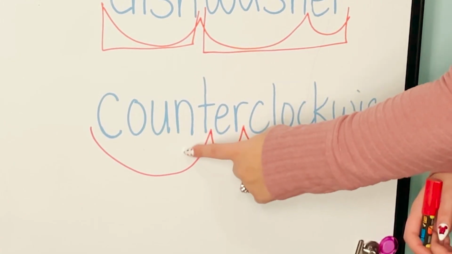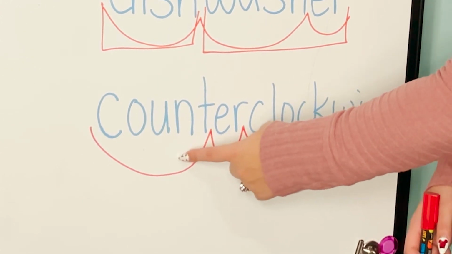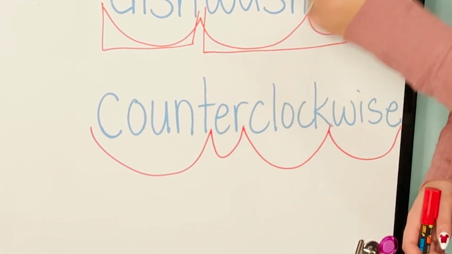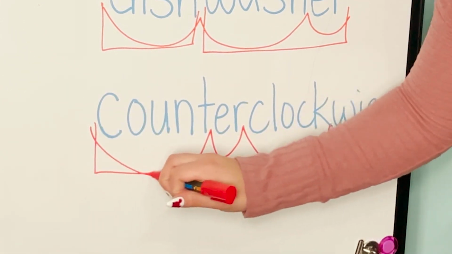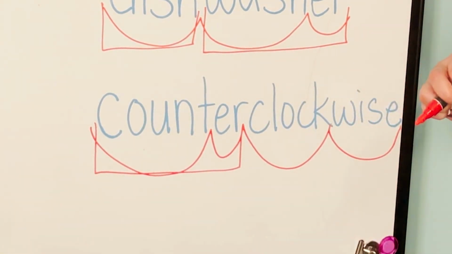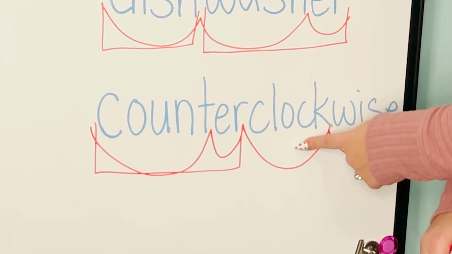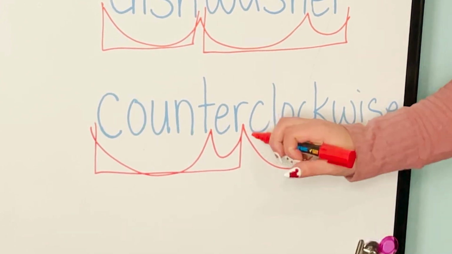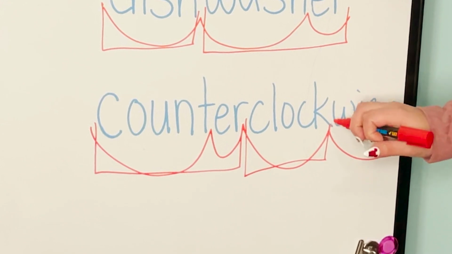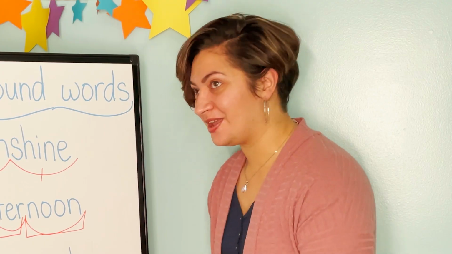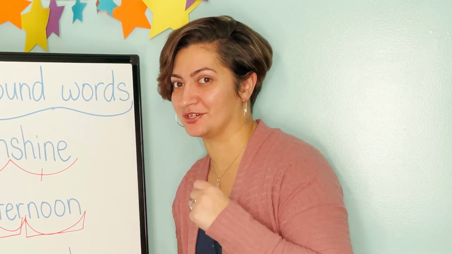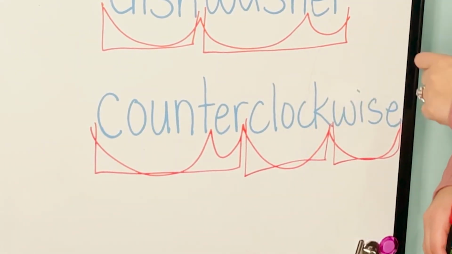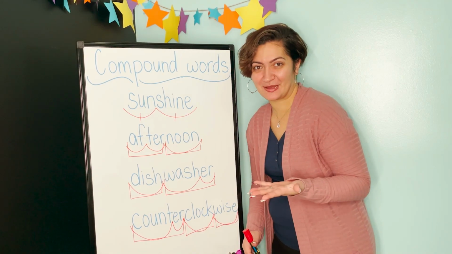Let's check it out. Can count be a word all by itself? Absolutely. Oh, but there's that "er" again. Remember, that's an ending. So count must be with "er" to make counter. Okay, what about clock? Can it be a word all by itself? Sure can. What about wise? Yeah, be wise. That's a word all by itself. So clock is a word all by itself, and so is wise. We have found a compound word that is made up of 3 smaller words. Counter, clock, wise. That's pretty complex, huh?